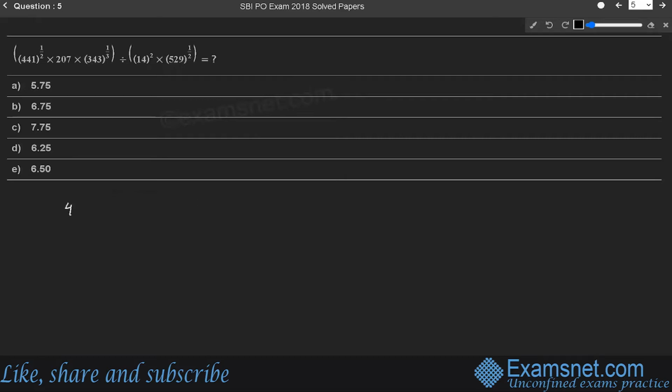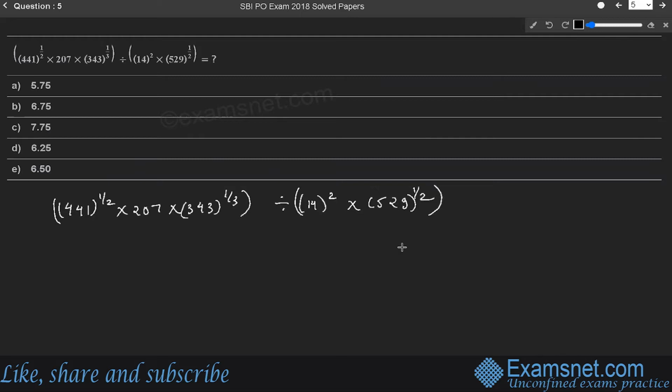Next question is 441 power 1 by 2 into 207 into 343 power 1 by 3 divided by 14 square into 529 power 1 by 2 is equal to question mark. So this will be 21 square. We can write it as 21 square and again the power is 1 by 2. So it will be 21 into 207 into, we know that 343 is cube of 7. So we can write it as 7 cube. Again the power will be multiplied.